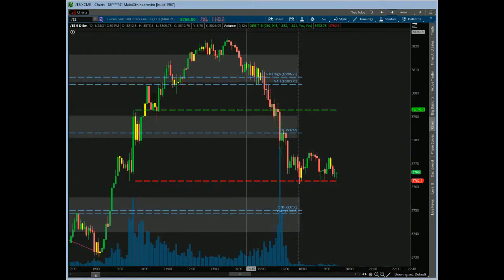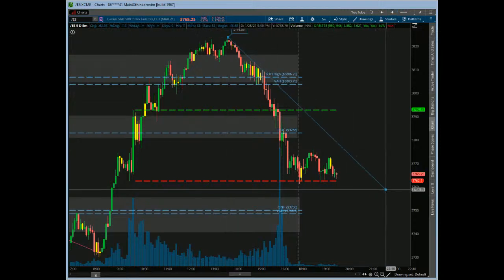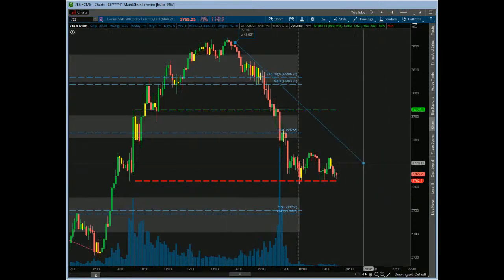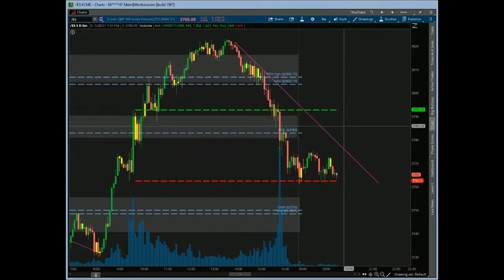So keep an eye on this geometric line right here going into the night. See how it holds. Let's go there. See how it holds. If we break above there, it might try to push this thing up a little bit. So we'll see where we go from there.